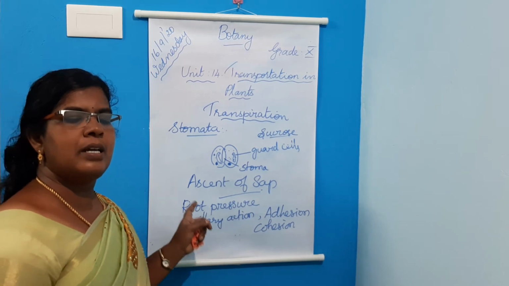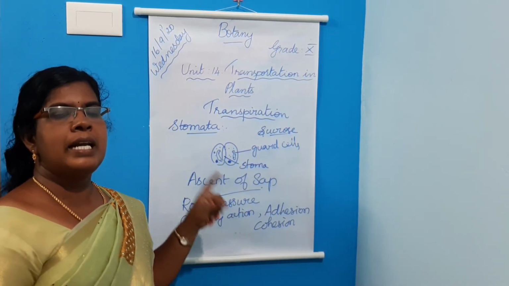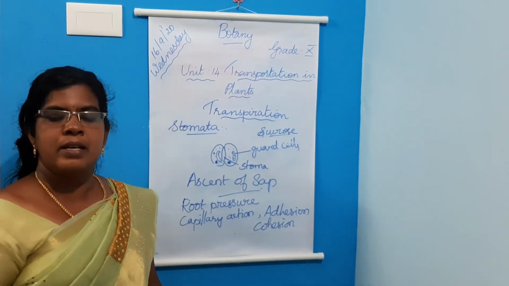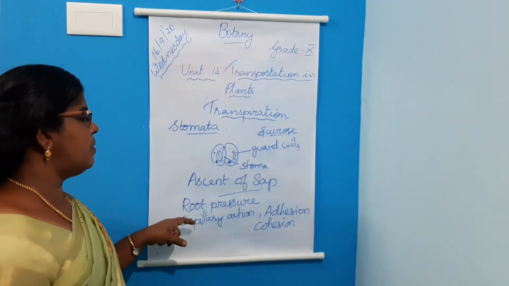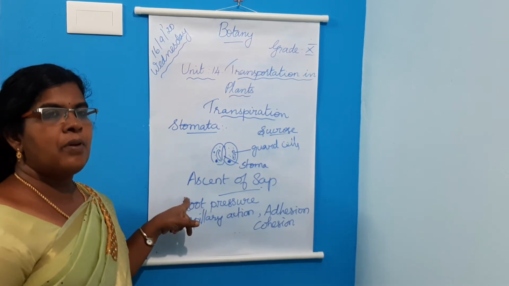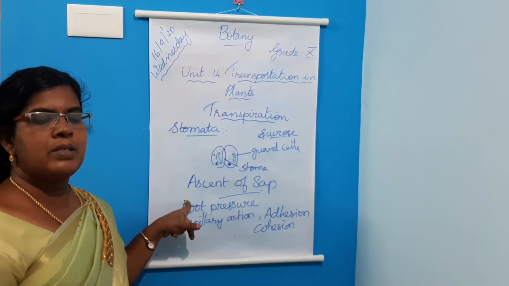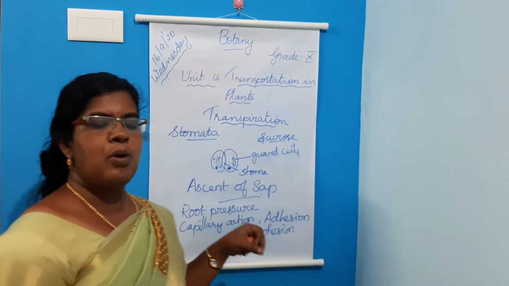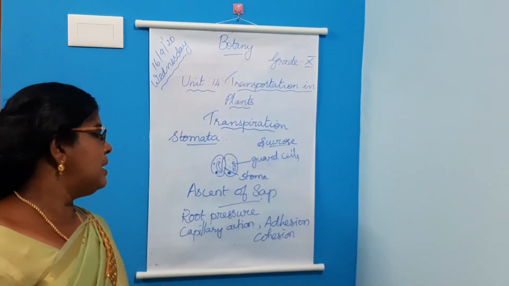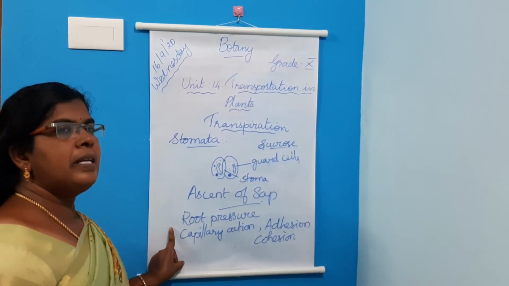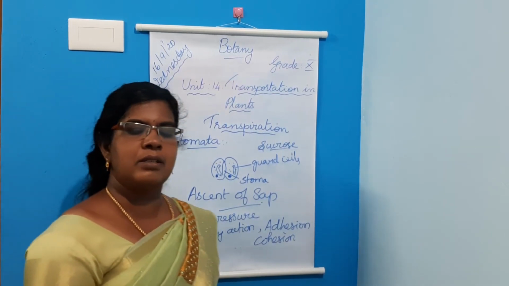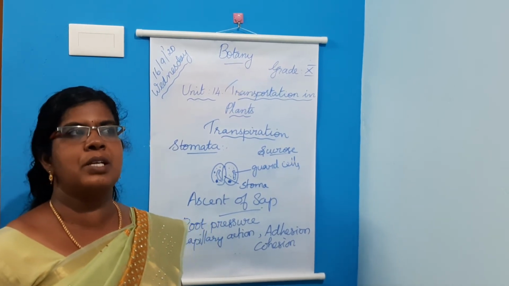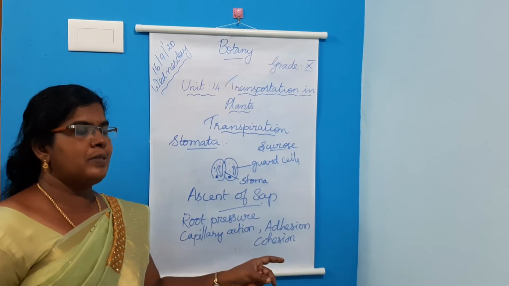First is root pressure. Soil water enters into the root hairs due to osmosis. The root pressure is responsible for the ascent of sap, or movement of water upwards. Because of this root pressure, water rises up into the base of the stem. Next, capillary action. Water or any liquid rises in a capillary tube because of certain physical forces.